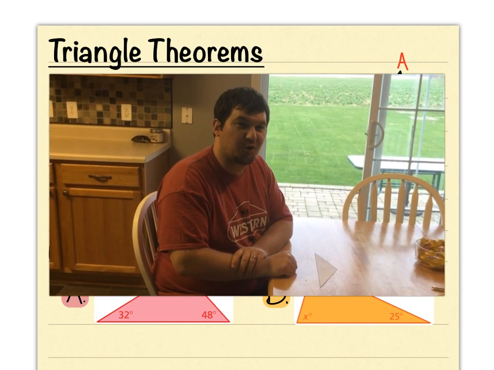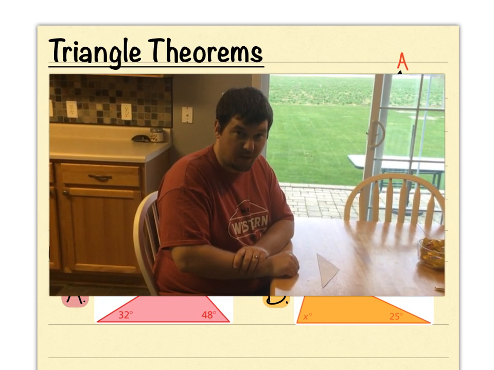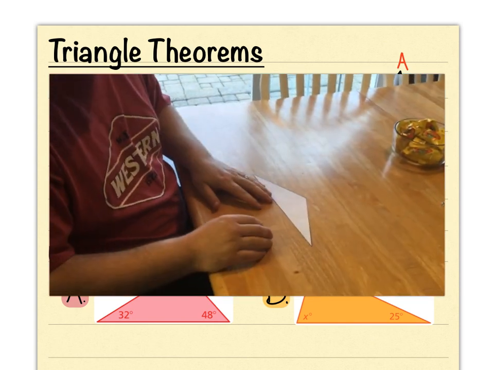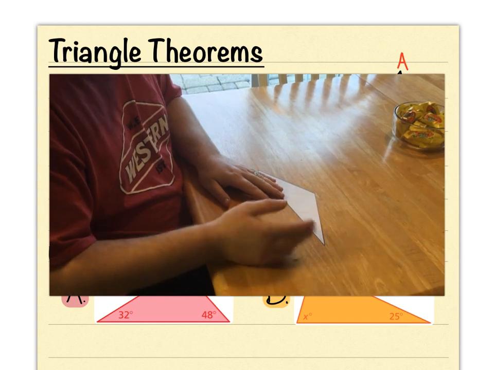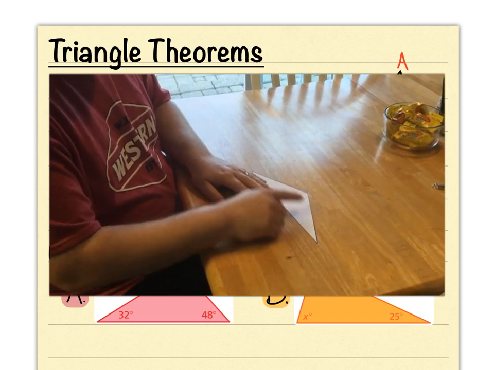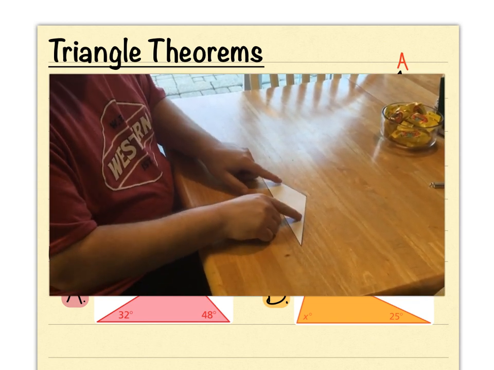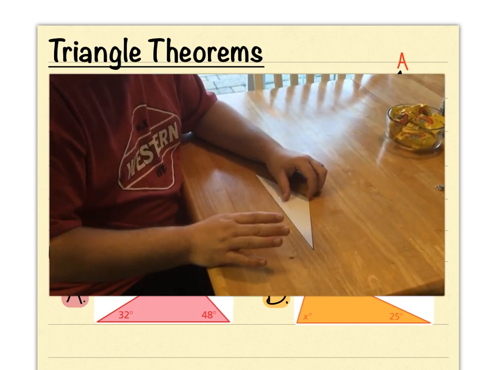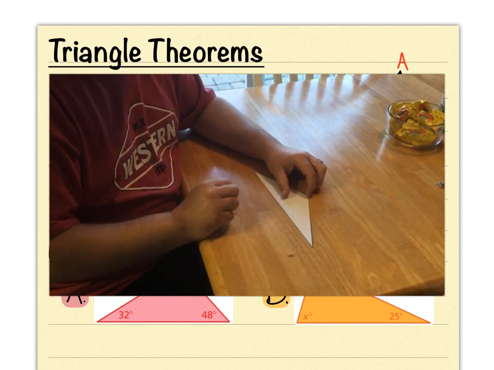Hey guys, I just want to show you a proof of the triangle sum theorem. Here I've got just your average triangle that I've cut out using paper and scissors. It's an obtuse triangle. I don't think any of the sides are the same. I guess maybe these two are, so possibly an isosceles triangle. But I wanted to show you that all the angles add up to 180 degrees.